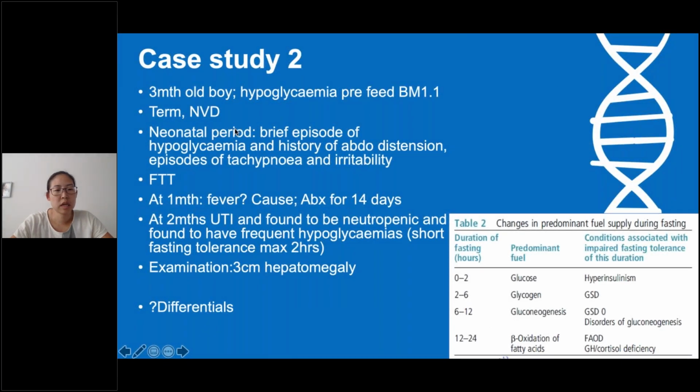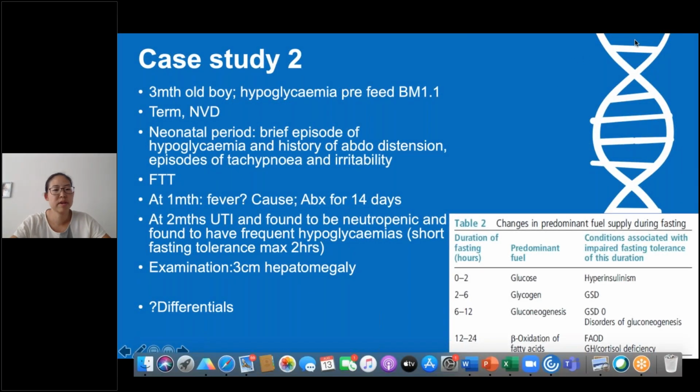So we'll move on to the second case study. We have a 3-month-old boy who was found to be hypoglycemic with a blood sugar of 1.1 pre-feed. He was born at term, it was a normal delivery.